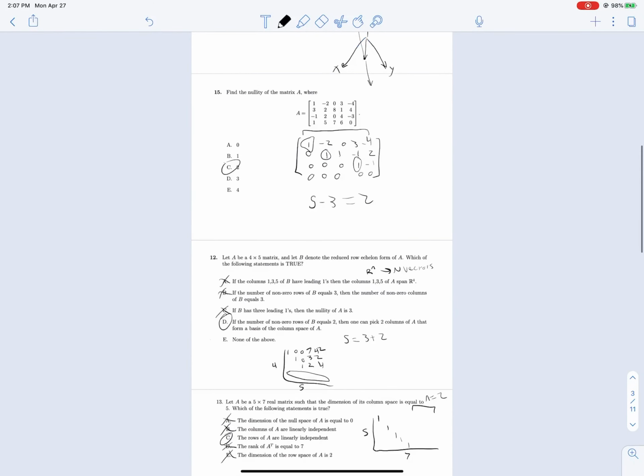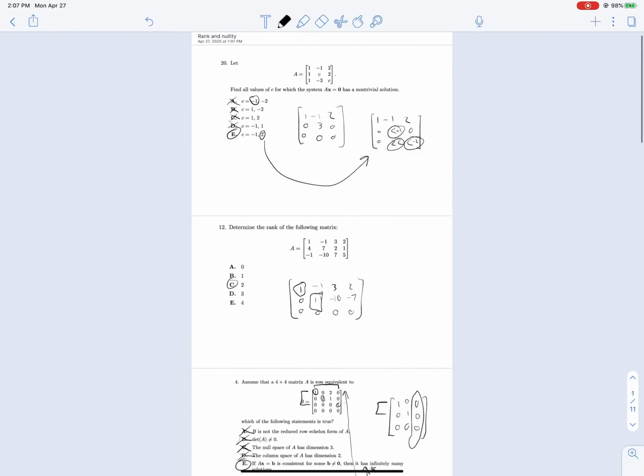So you can see that the only things you really need to be able to solve all of these questions are the spanning set theorem and the rank nullity theorem, and that's really it.